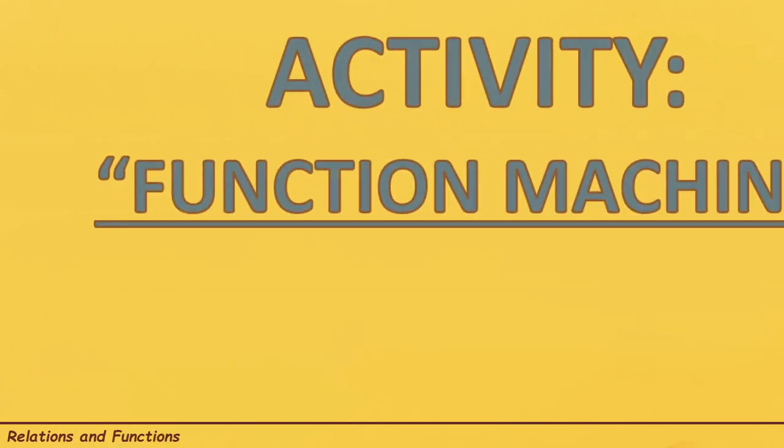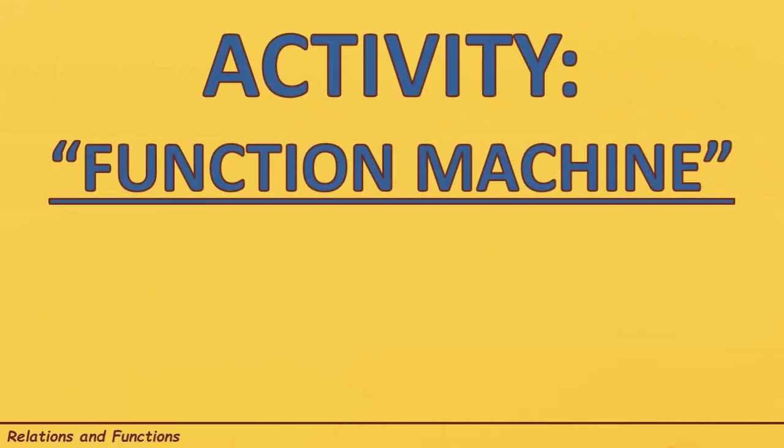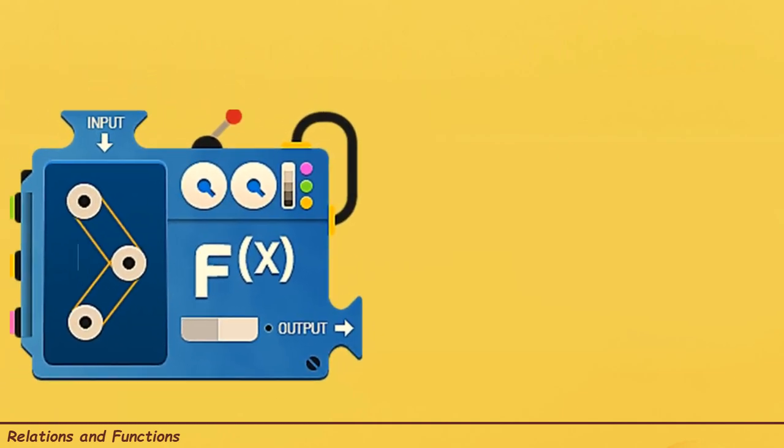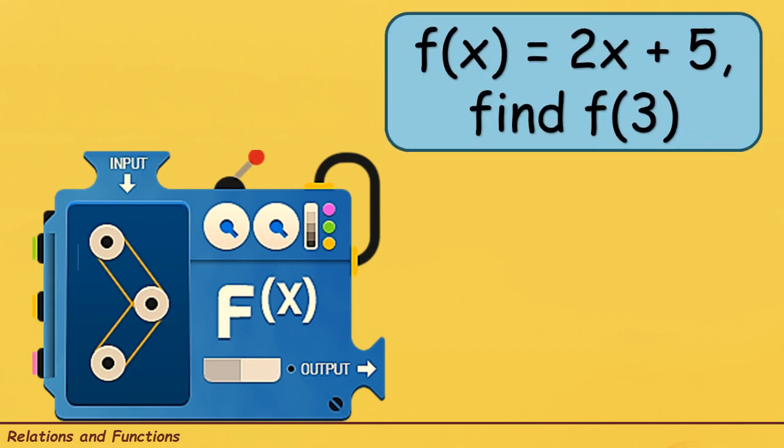Okay, so let us now go with this activity entitled Function Machine. Okay, for this activity, we are going to find the value of y given the value of x. Okay, so this is our function machine. F of x is equal to 2x plus 5. Find f of 3. So, ang x natin dito is 3. So, I am going to give you 30 seconds to find the value of f of 3. 30 seconds, go.